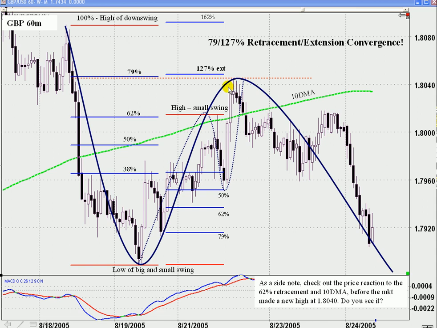Looking back in time, if we look at the bodies of these candles remaining below this level of support, which is now offering resistance into the market.